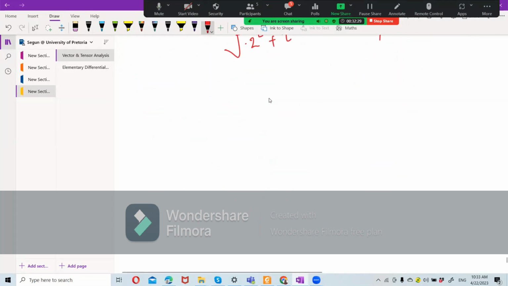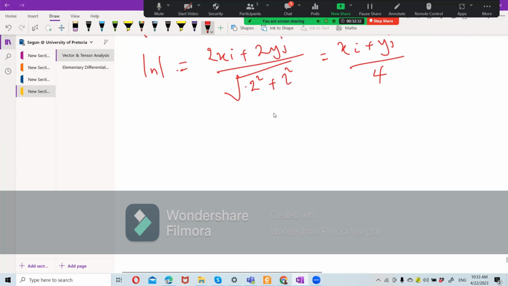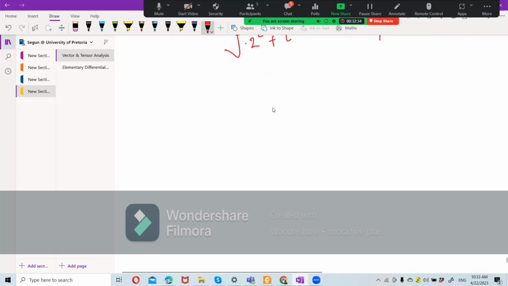We only calculated the n. Remember the formula said dot j, so we've not got to that place.